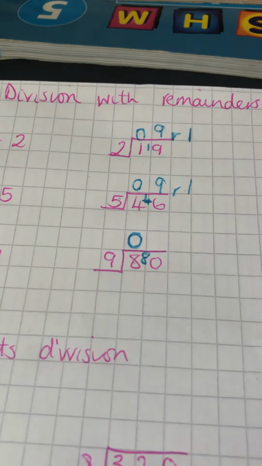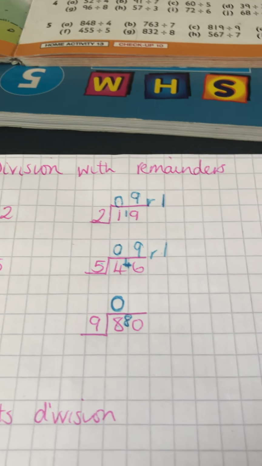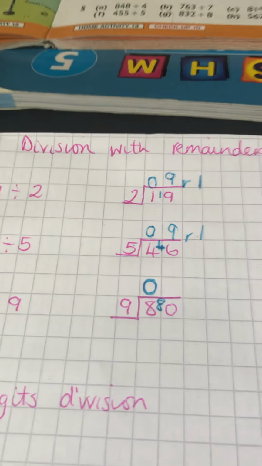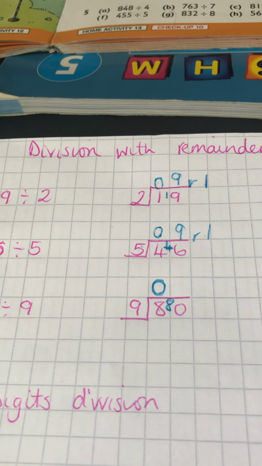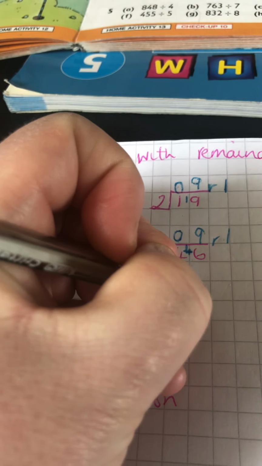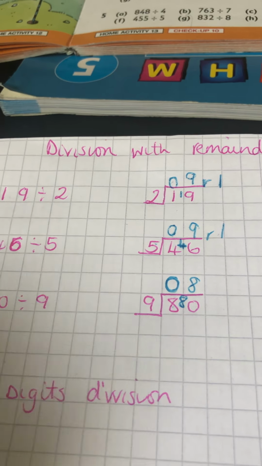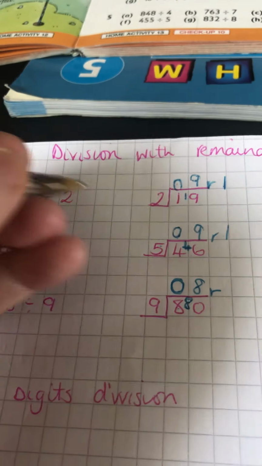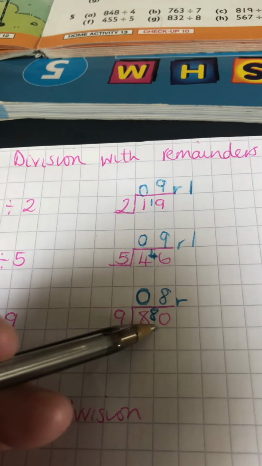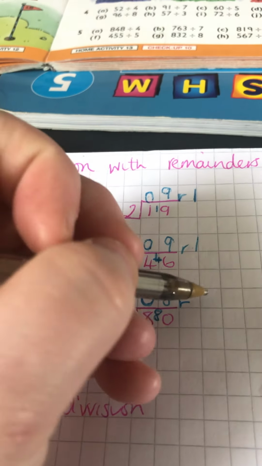9 times what makes 80? Is 80 a station of the 9 times table? That's a tricky one because it's a 9 times table. Now, we don't have 80 as a station, so it would be 9 times 8, which would make 72. So how many do we get left over if we have used 72 but we've got 80? So 9 times 8 is 72, with how many left over? That's right, it is 8.